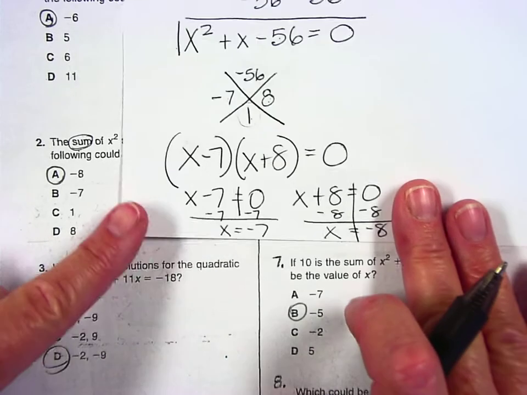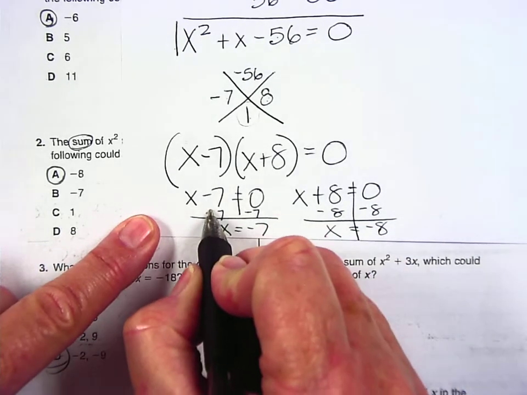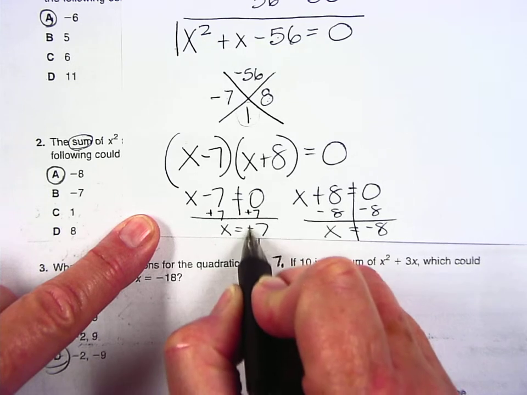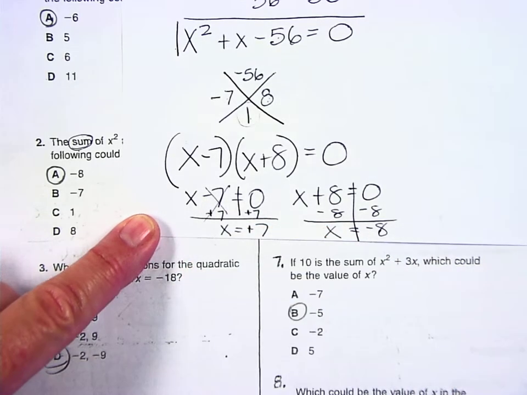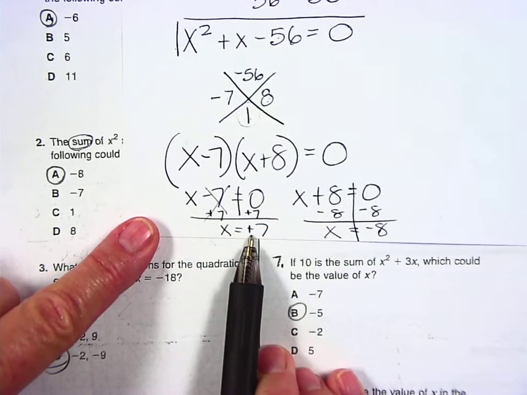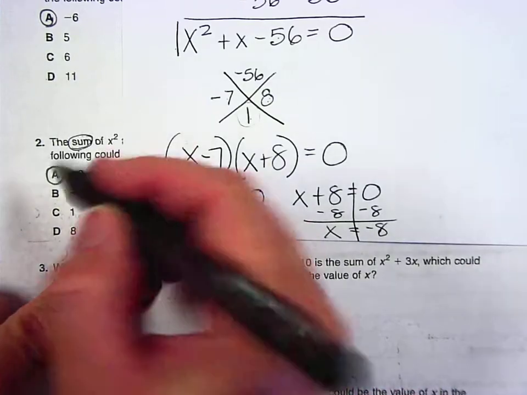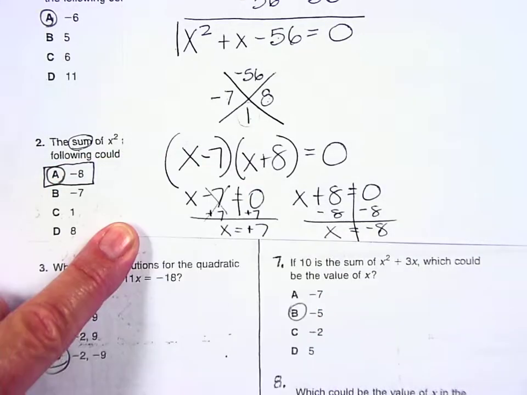Oh, look what I did. I made a boo-boo. I should have added 7 here instead of subtracting 7, because that would make those cancel out. So my answers are positive 7 and negative 8. So that's why A would be your answer for number 2.